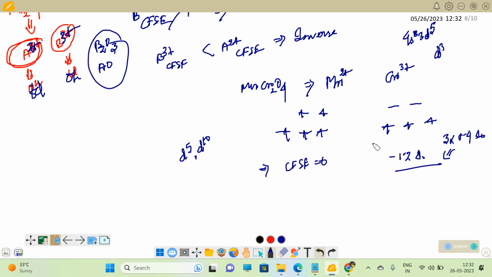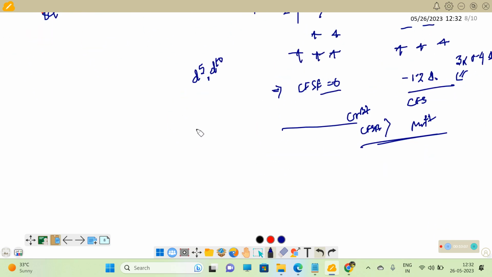So you can see that for one the CFSE is 0, and the other has some CFSE. So the Cr3+ CFSE is greater than Mn2+, so it is a normal spinel. The conclusion is it is a normal spinel.